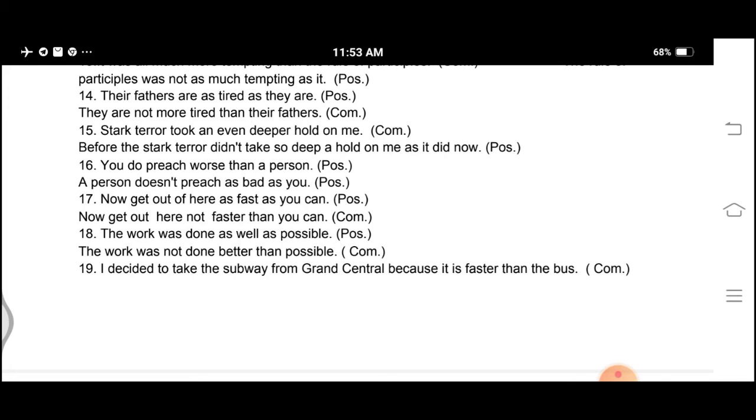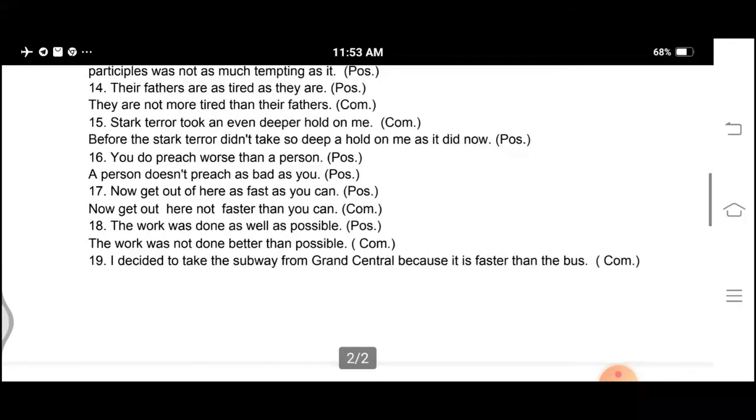Now get out of here not faster than you can. It's a comparative because of faster. The work was done better than possible. Comparative. The work was done as well as possible. It's a positive degree and it has to turn comparative. The work was not done better than possible. Comparative.